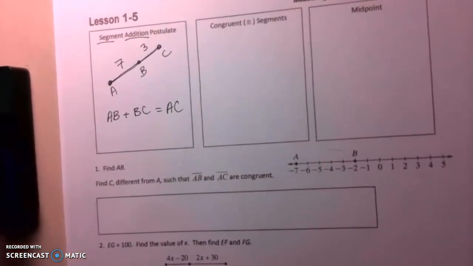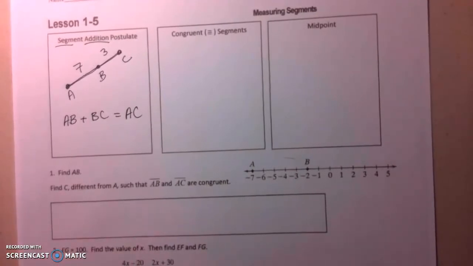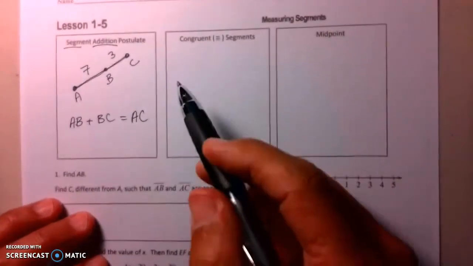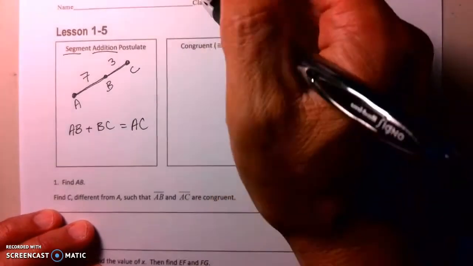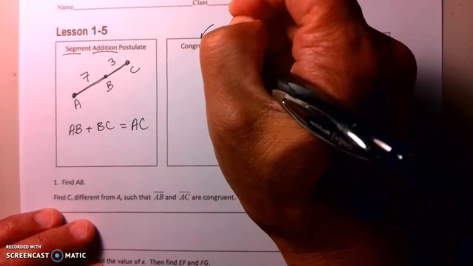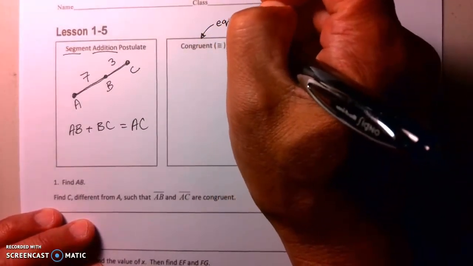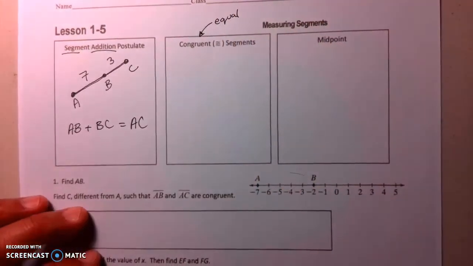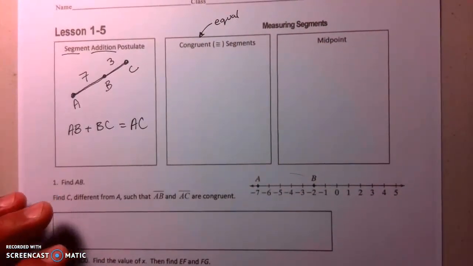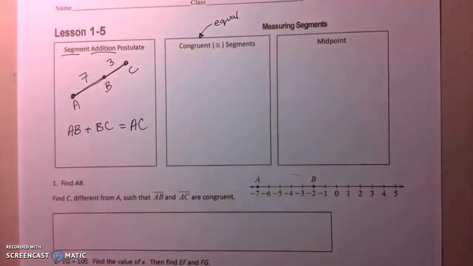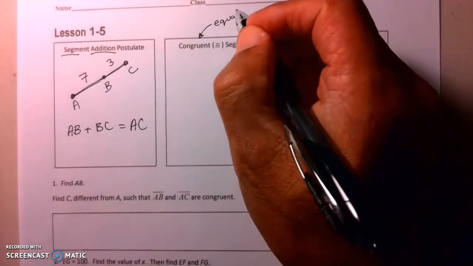Moving forward to the next box here, congruent segments. Congruent, you're going to bump into this word throughout geometry. Congruent basically means equal. But in geometry, because they deal with shapes, lines, segments, triangles, angles, they're going to use the word congruent. They might say these are congruent triangles, these are congruent segments, instead of the word equal.